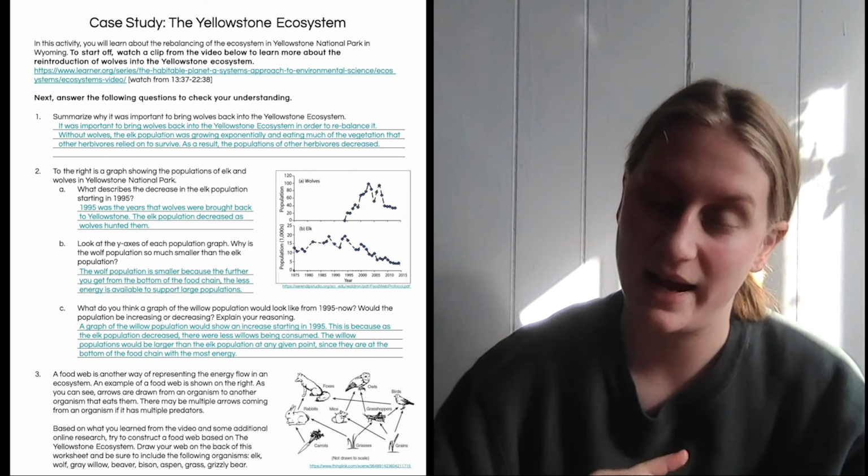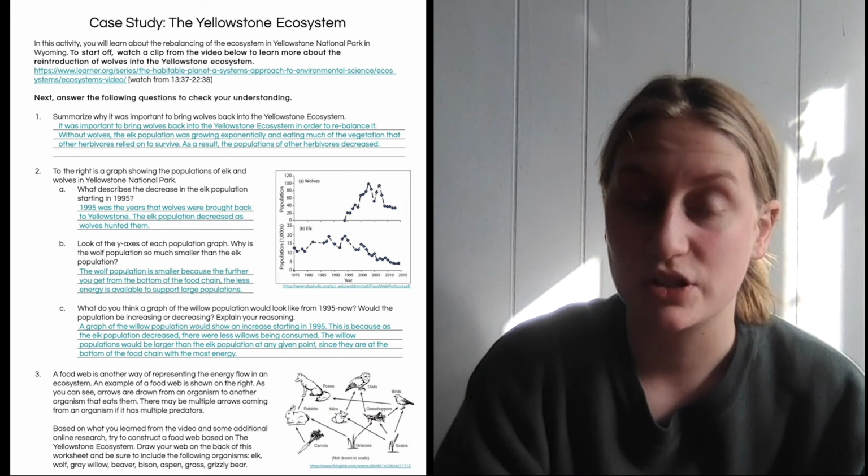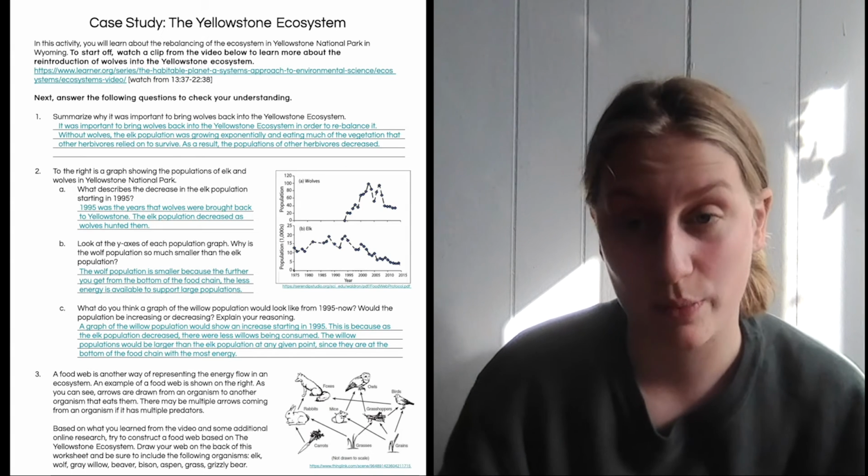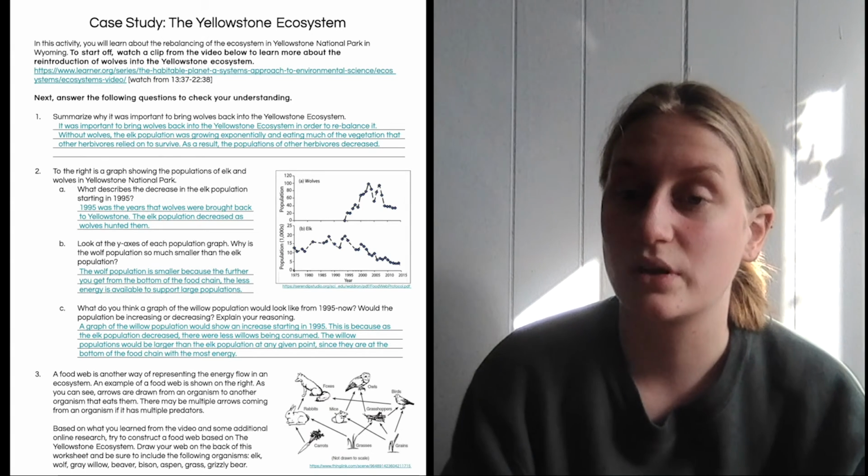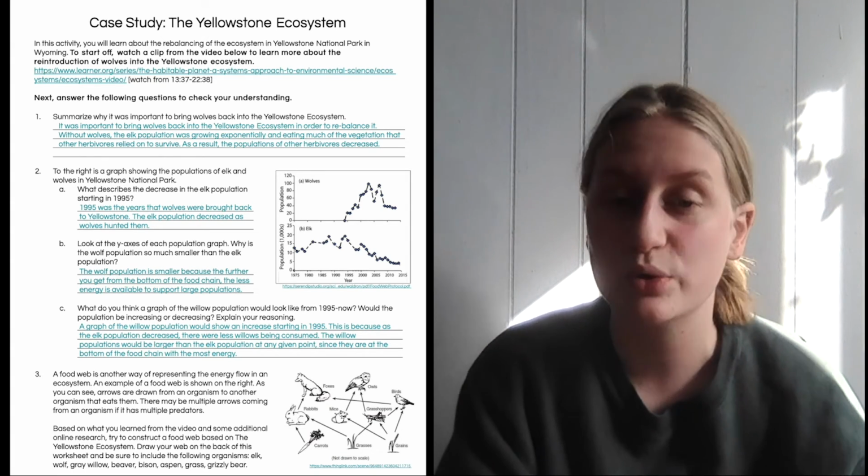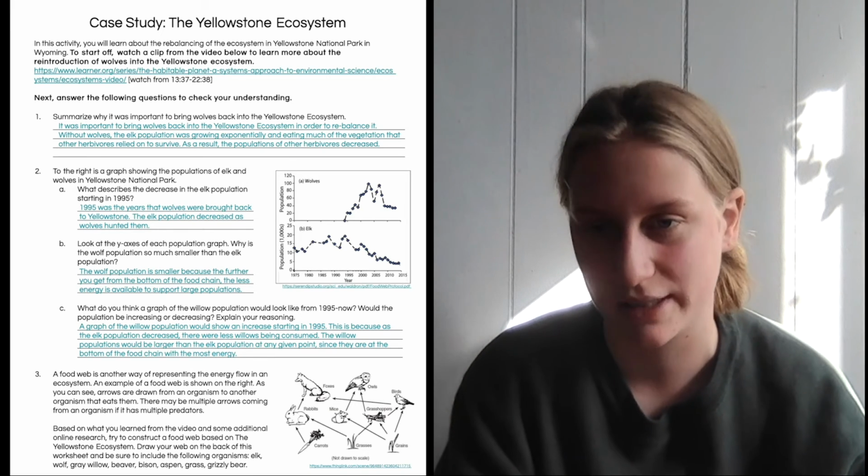If we think about the y-axis of this graph, the willow populations would be a lot larger than the elk populations at any given point because organisms at the bottom of the food chain have the most energy to sustain large populations.